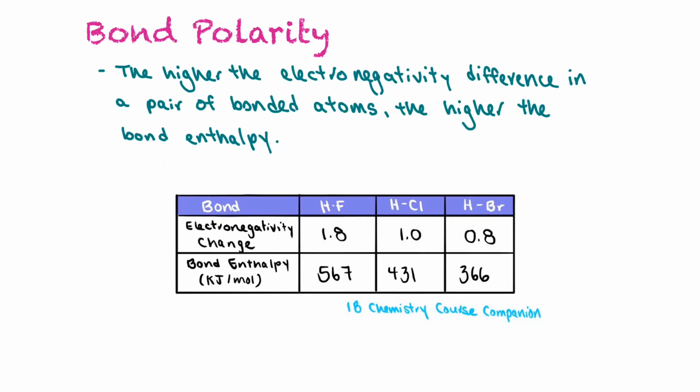Another thing to note is the bond polarity. The higher the electronegativity difference in a pair of bonded atoms, the higher the bond enthalpy. The electronegativity change between hydrogen and fluorine is almost ionic, and that's why the bond enthalpy is so high. Hydrogen to chlorine is much smaller, and then the bond enthalpy is smaller. And same with hydrogen and bromine. The bond enthalpy is low because the electronegativity change is also low.